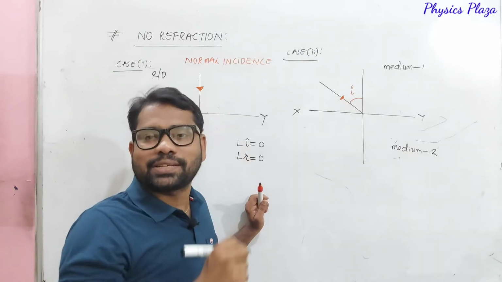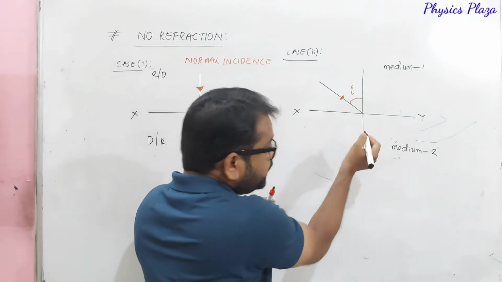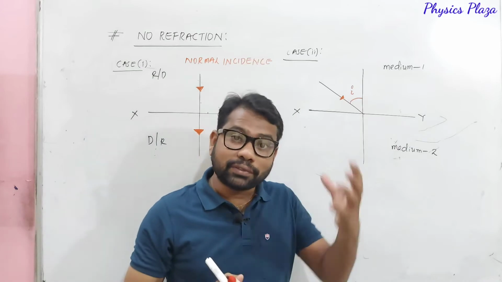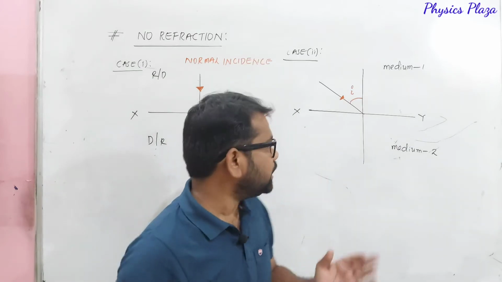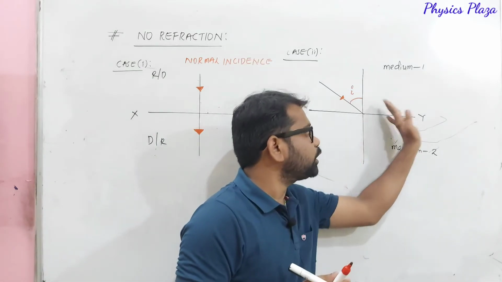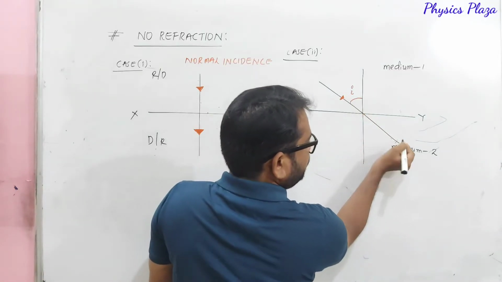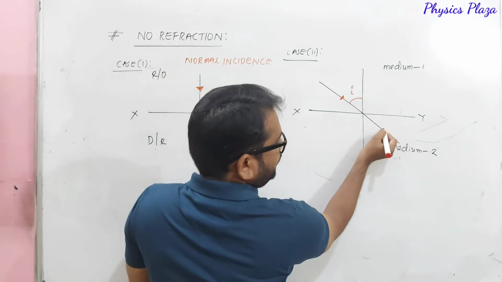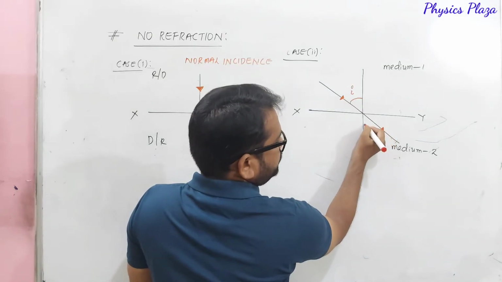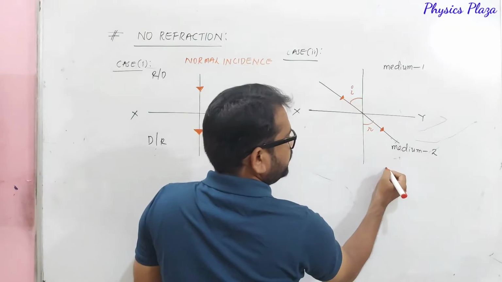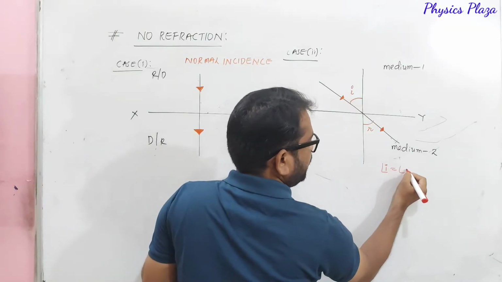But in a special case, what happens? Generally, after studying refraction of light, we expect that it may move towards the normal or away from the normal. But in this case, the light ray will go straight, which means light is not at all getting deviated. So here, the angle of incidence is equal to the angle of refraction.